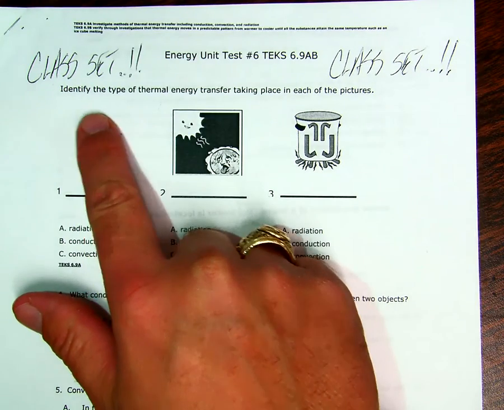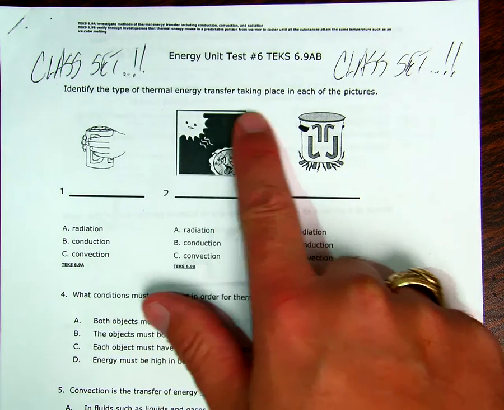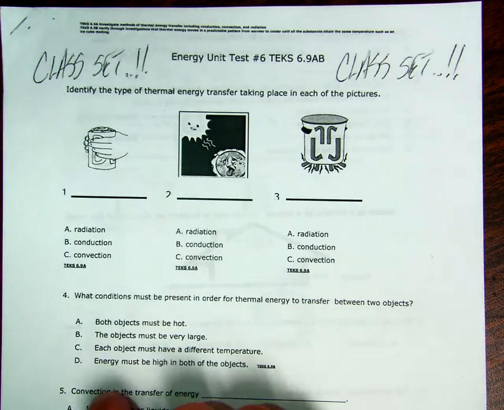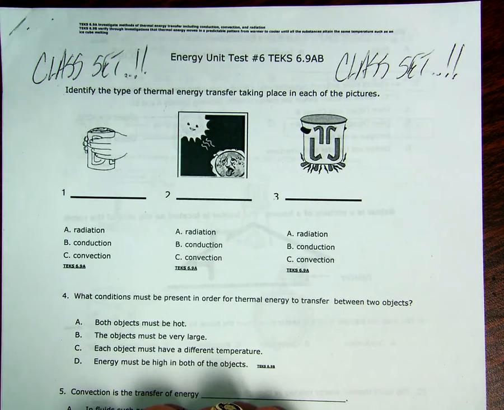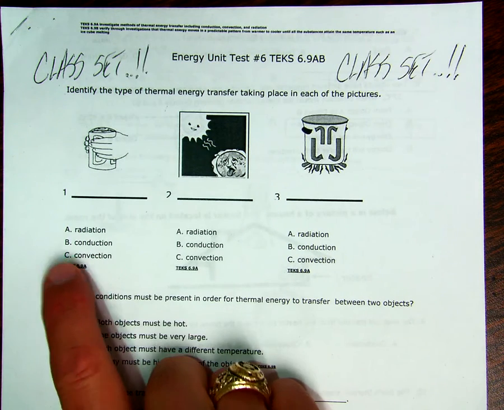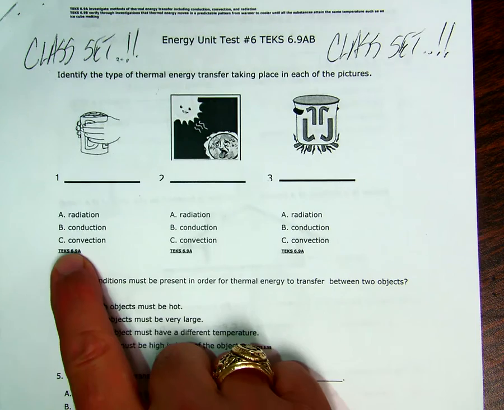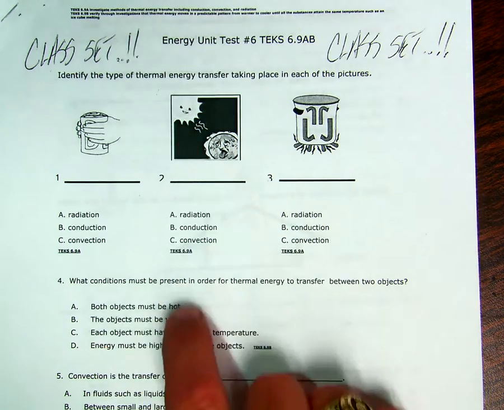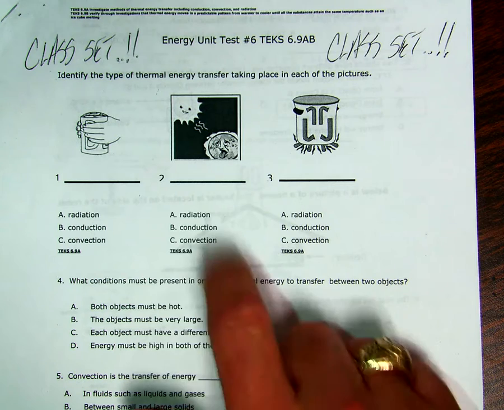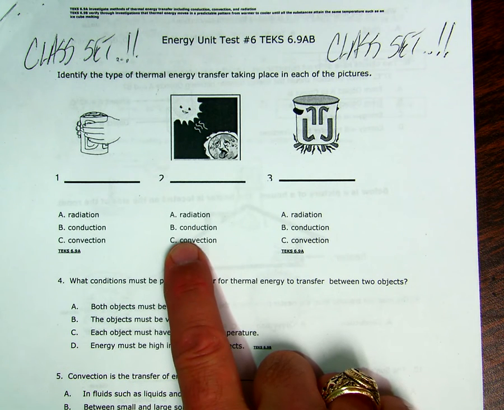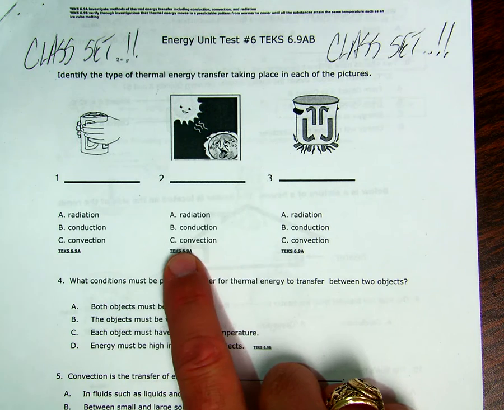Number 1, identify the type of thermal energy transfer taking place in each of these pictures. So here we have a person with their hands around a drink. Could be a cup of coffee, could be hot cocoa. Is this radiation, conduction, or convection? Number 2, we have the sun transmitting some energy to Earth. Is this A, radiation, B, conduction, or C, convection?